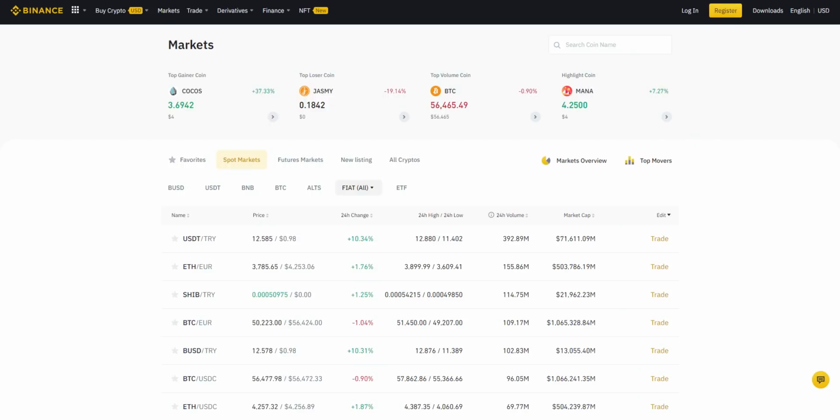When it comes to stablecoins, Binance has its own US dollar stablecoin called BUSD, which you can use to trade against virtually every currency on the platform. But they also support a lot of other stablecoins like USDT, USDC, and DAI.